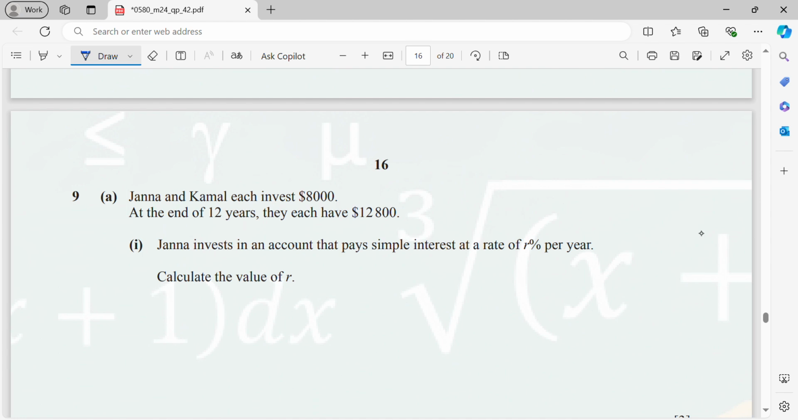Question number 9a. Jana and Kama each invest $8,000. At the end of 12 years, they each have $12,800. First part, Jana invests in an account that pays simple interest at a rate of R% per year. Calculate the value of R. Okay, so now the simple interest formula, this is a simple interest, right?